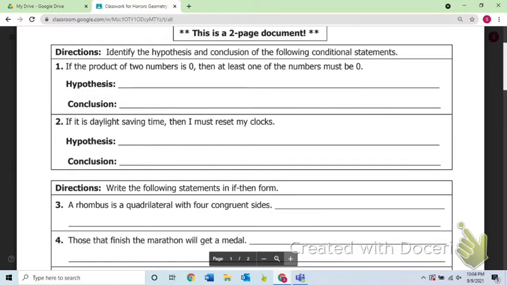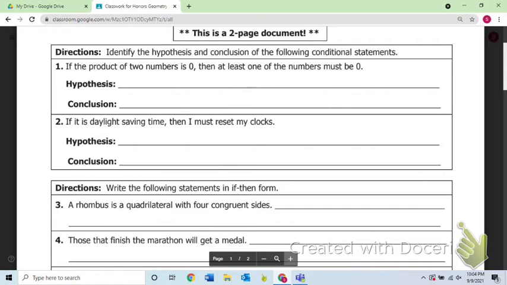Okay, now we're on to conditionals. So this is the assignment that you were given today. I'm not going to do the full thing, but I am going to run through the basics of it. So remember that a conditional is an if-then statement. The if part is the hypothesis.